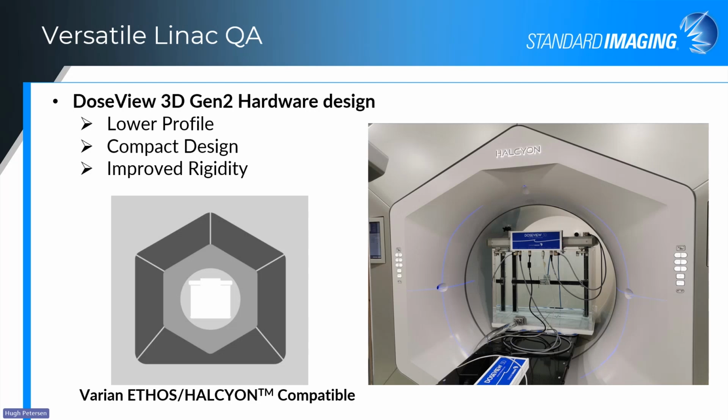We also have specific fill lines on the water phantom for Halcyon use, so you don't exceed the couch weight limit. That is along the side, so it gives you the ability to fill the tank just to the right amount, so you don't exceed those couch limits.